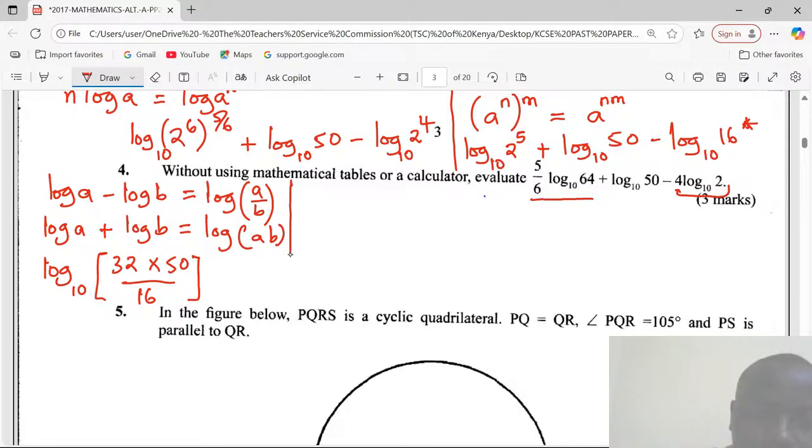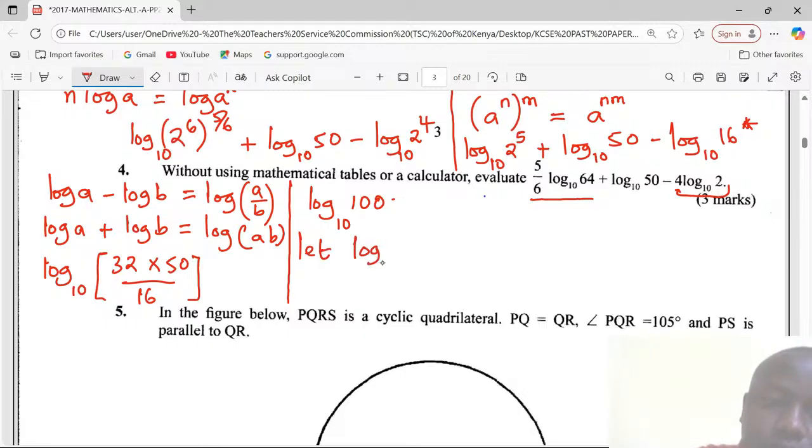So now let's talk about the log to base 10 of 32 multiplied by 50 over 16. This gives us exactly 100. This is not the final answer, but now we have fully applied the laws of indices. So we can let the log to base 10 of 100 be, let's say, t.